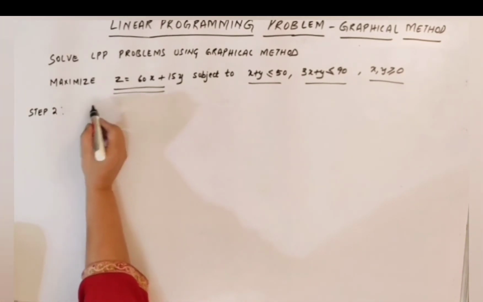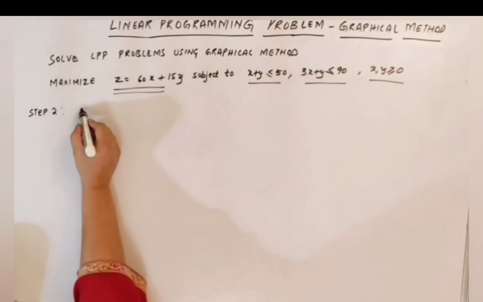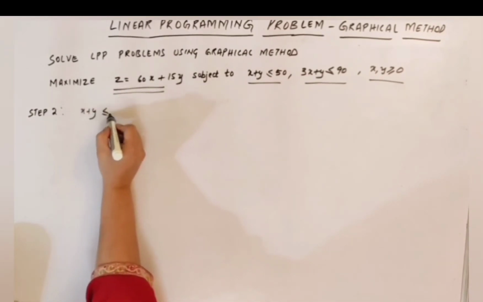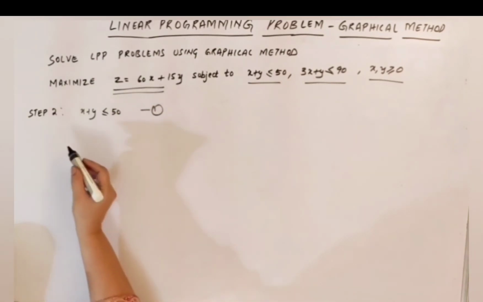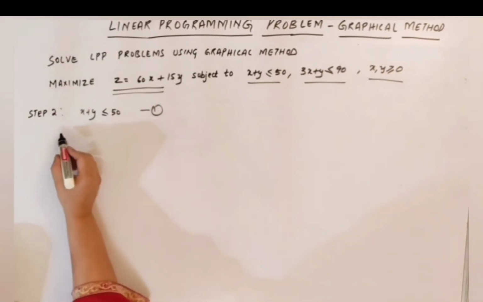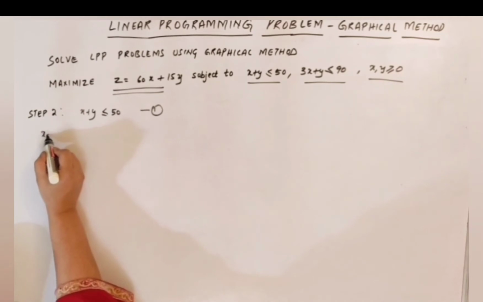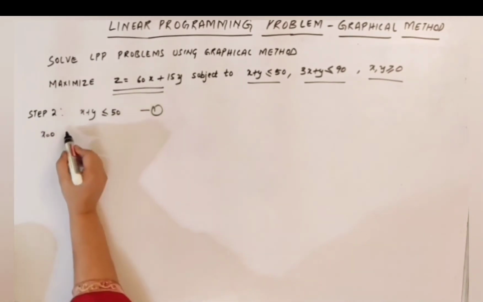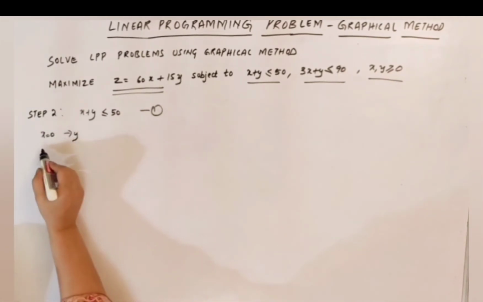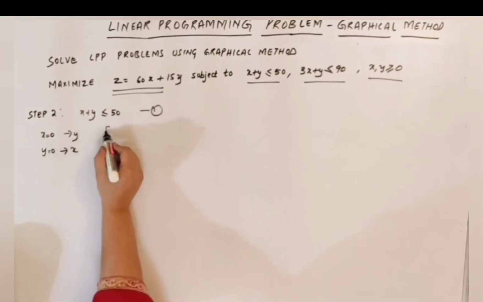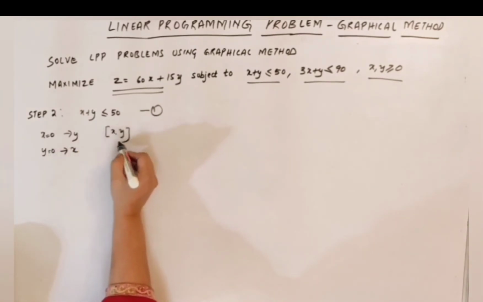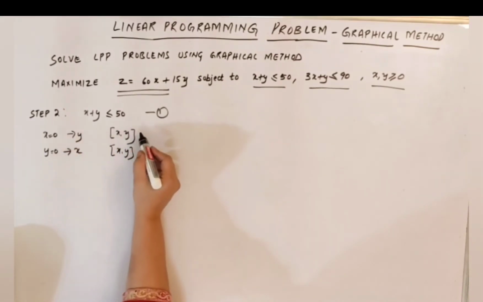So what we will do, we'll take the first constraint, which is x plus 5y less than or equal to 50. This is our constraint 1, right? So we will take the constraint, then substitute x is equal to 0 and get y. Then we will substitute y is equal to 0 and get x. So with this you'll get 1 point (x, y) here. Here also you'll get another point (x, y). With x as 0 and y as 0, we'll get 2 points.